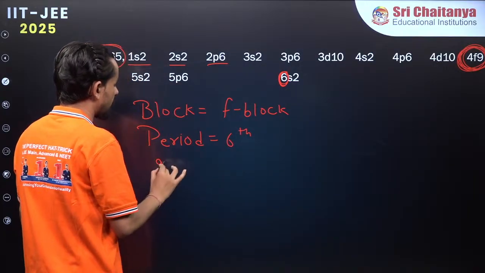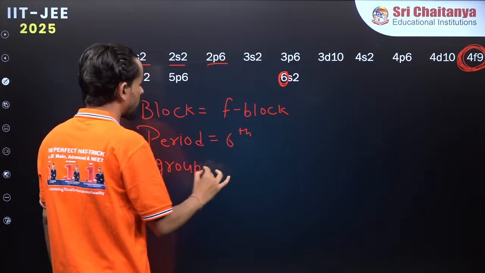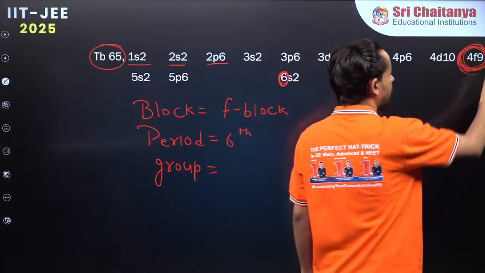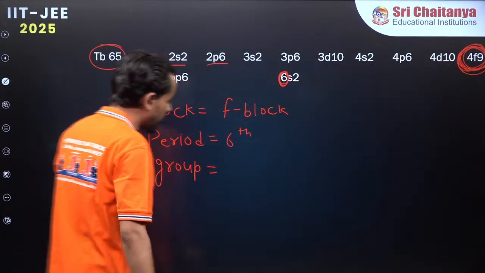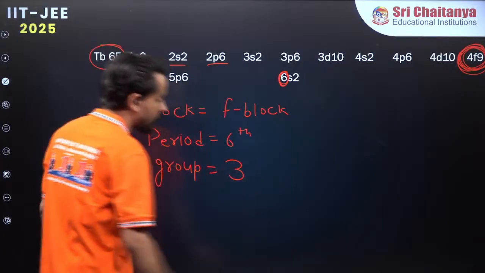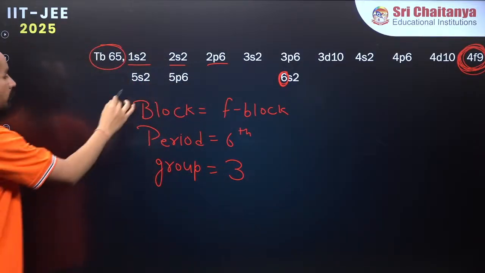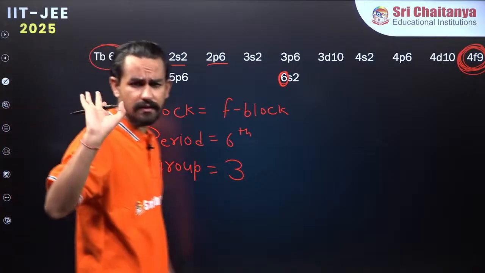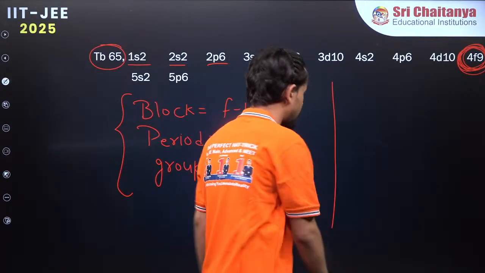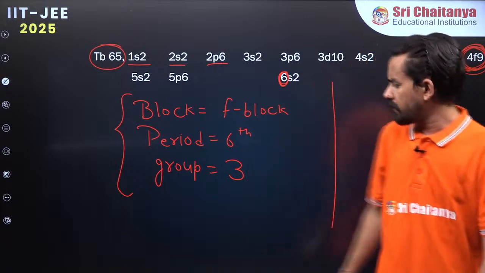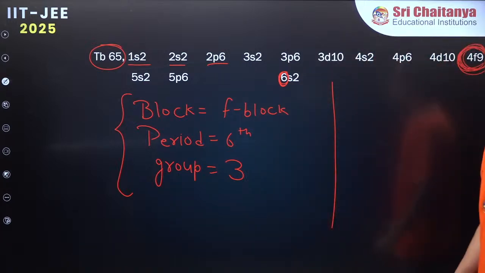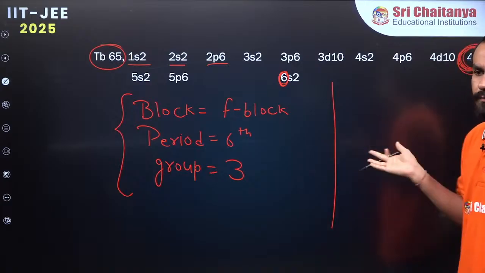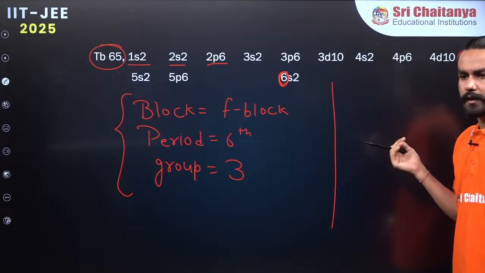And in terms of group, all of you know that whenever there is an f block element, we have to always consider its group as 3. It will be third group always. That's it. Anybody has any kind of doubt, you can ask. Always third group. Tell me if there is any doubt.